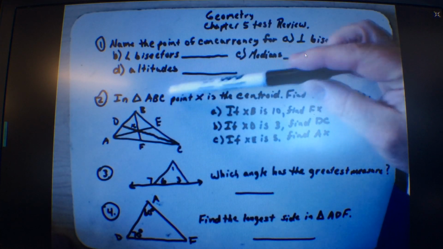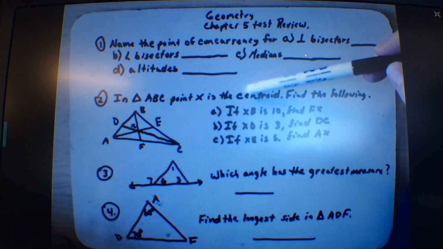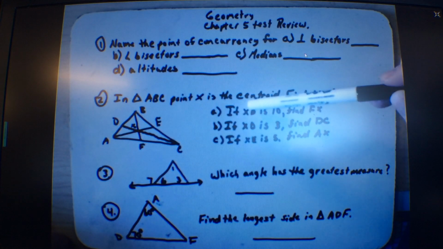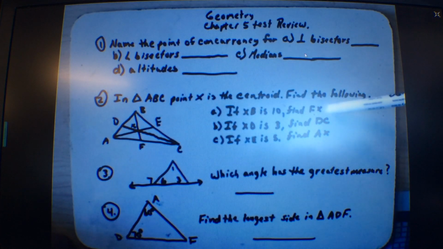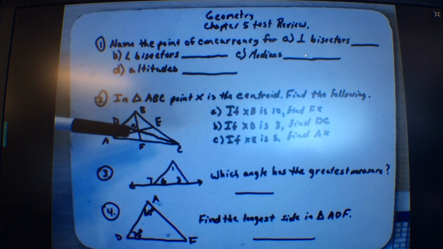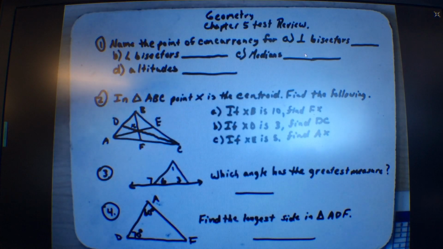All right, so let's take a look at number 2. In triangle ABC, point X is the centroid. Find the following, okay? It says if XB is 10, find FX, okay? So XB is right here, from here to here. I will do this one. This is not a memorization type thing, so we'll look at this one. If XB is 10, find FX. How do you find FX?